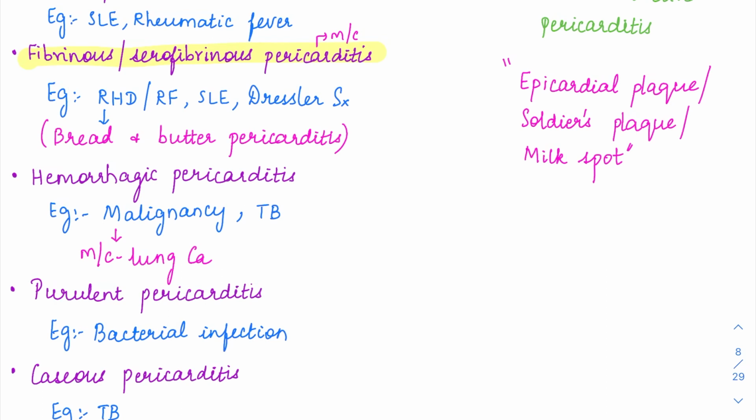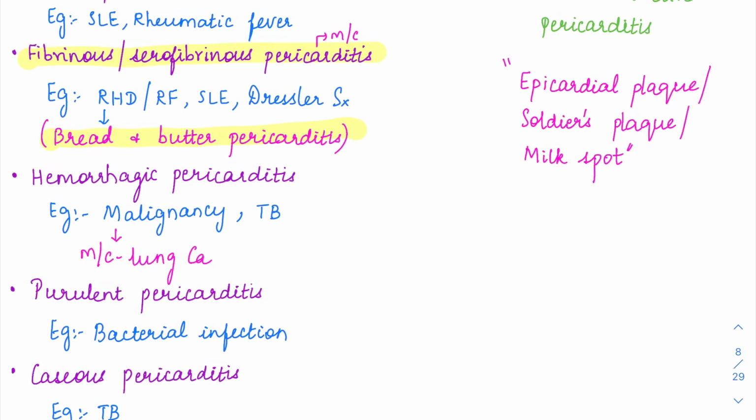In rheumatic heart disease, it has been given a specific name: bread and butter pericarditis. Just imagine two pieces of bread which have been spread with butter. Then you stick both of them together and then you displace them again. How will it look? It will look like some material is sticking upon it, right? That kind of appearance is what we see in a fibrinous pericarditis. Because of the fibrin material, it is going to appear uneven.